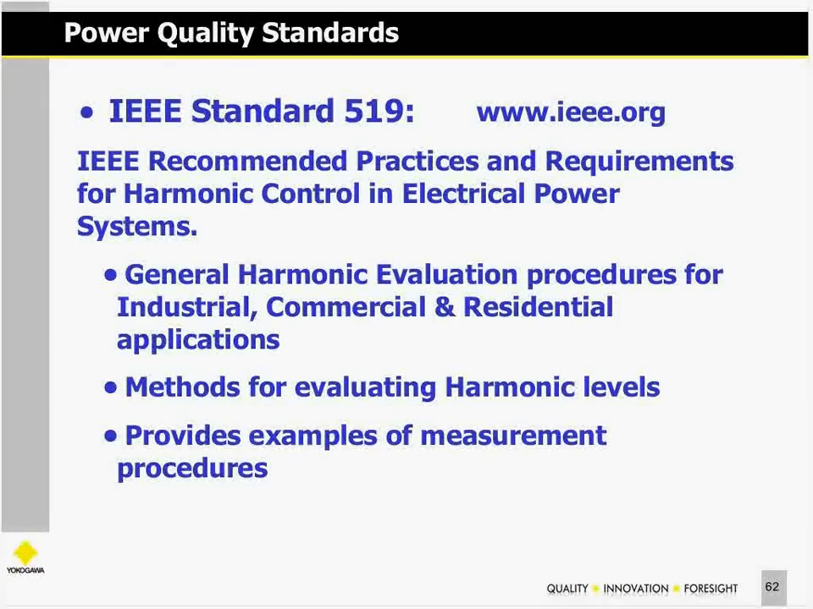Now we'll look at a few of the power quality standards. One of them that we have is the IEEE standard 519. It's a recommended practices and requirements for the harmonic control and electrical power systems. And this covers the procedures for making the measurements for general harmonic evaluation in industrial and residential applications. And it gives you methods for evaluating the harmonic levels, and it gives you examples and procedures of how to do that. So IEEE standard 519 is one that we would run into here in North America.